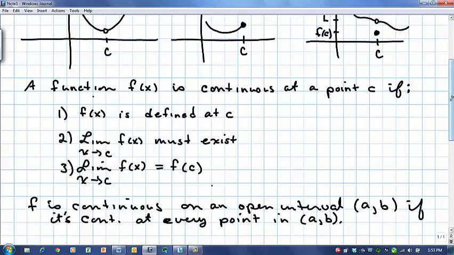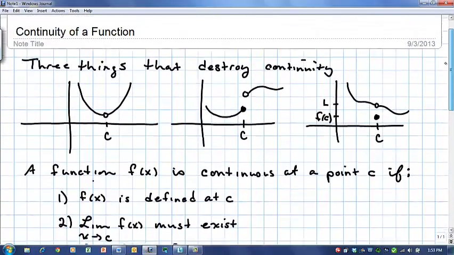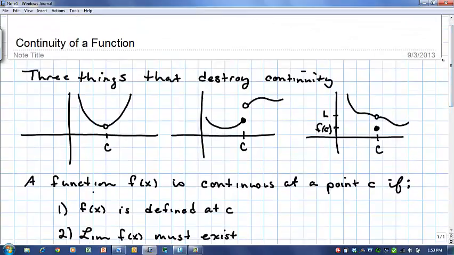Now, a function can have a discontinuity, and there are actually two types of discontinuity. In examples 1 and 3 here, these discontinuities are what we call removable.